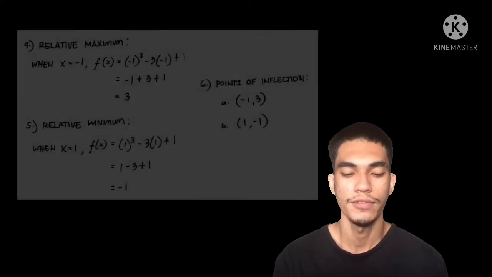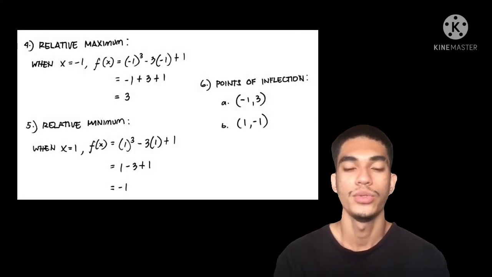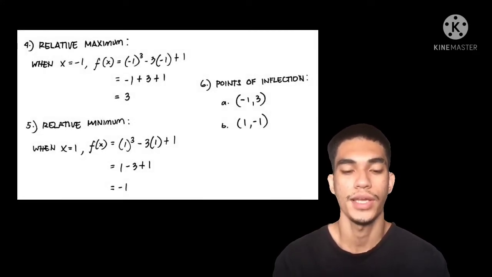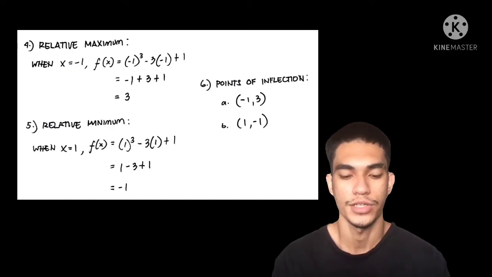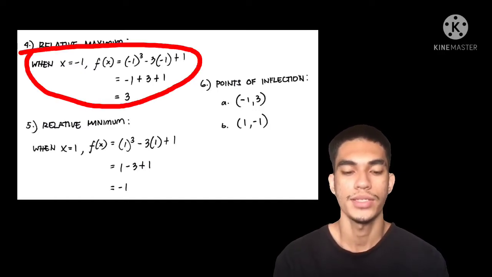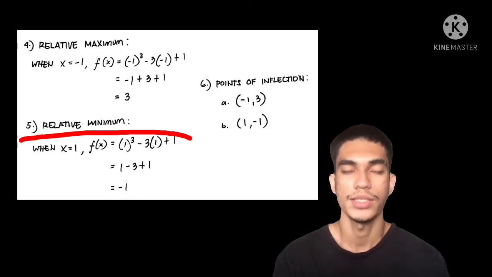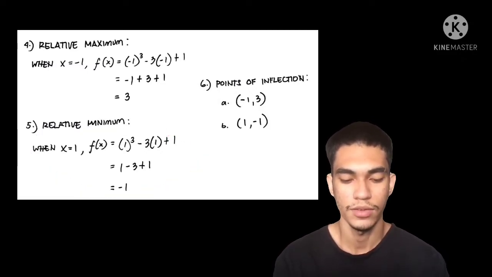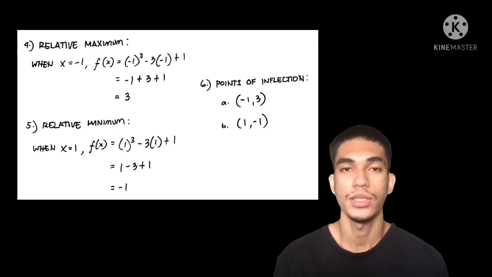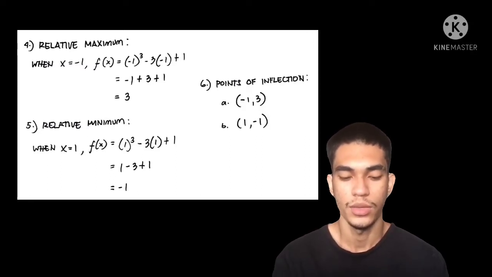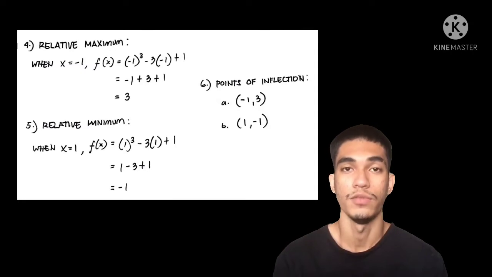Now, to get our relative maximum, we need to substitute our first critical number into our given function. So, when x is -1, we substitute: -1 cubed minus 3 times -1 plus 1. So we have our answer, which is 3. And then for our relative minimum, when x is equal to 1, we have 1 cubed minus 3 times 1 plus 1. Then we have our answer, which is -1.